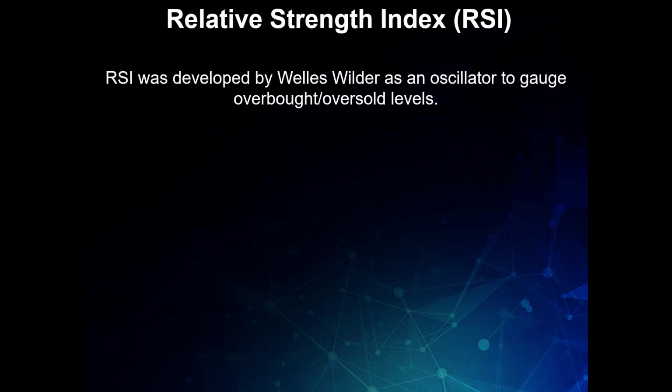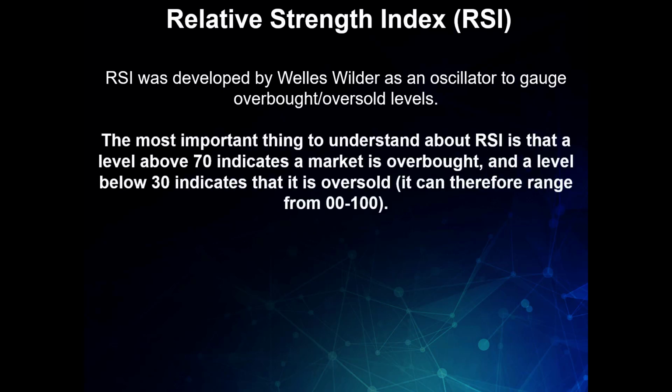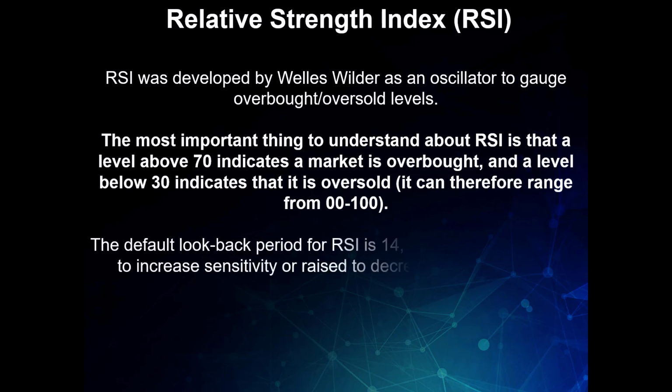The relative strength index, also the RSI, was developed by Welles Wilder as an oscillator to gauge overbought and oversold levels. The most important thing to understand about the RSI is that a level above 70 indicates the market is overbought, and a level below 30 indicates that the market is oversold. It can therefore range between 0 and 100. The default look-back period for the RSI on the MT4 is 14.